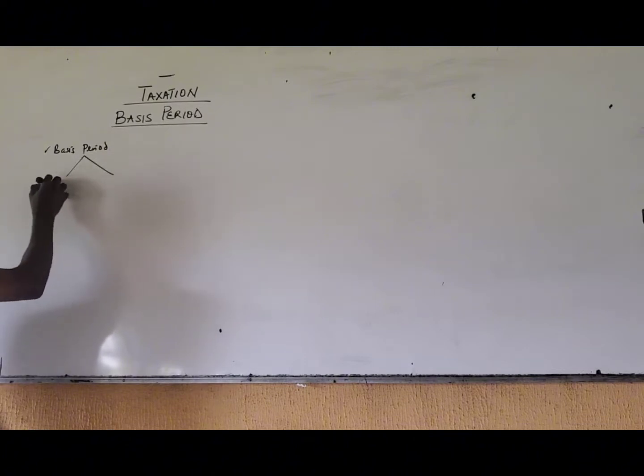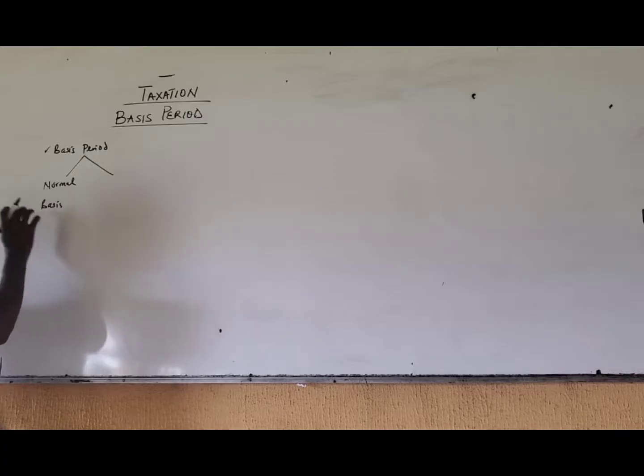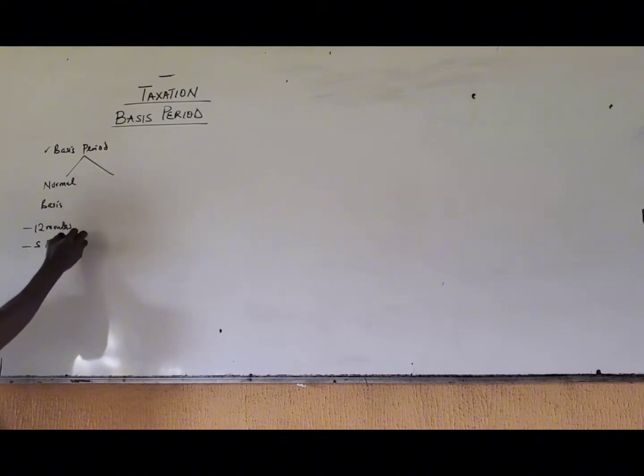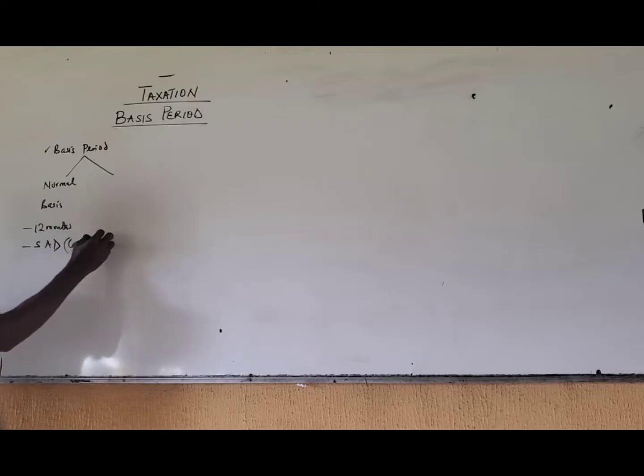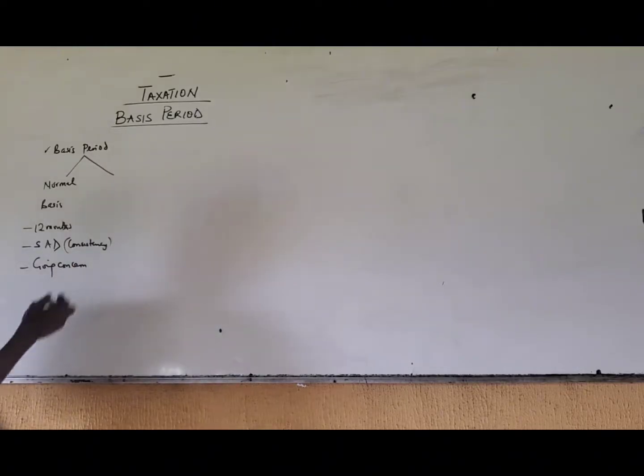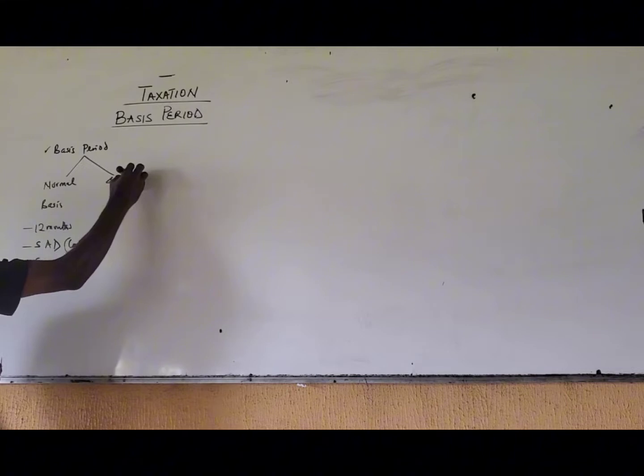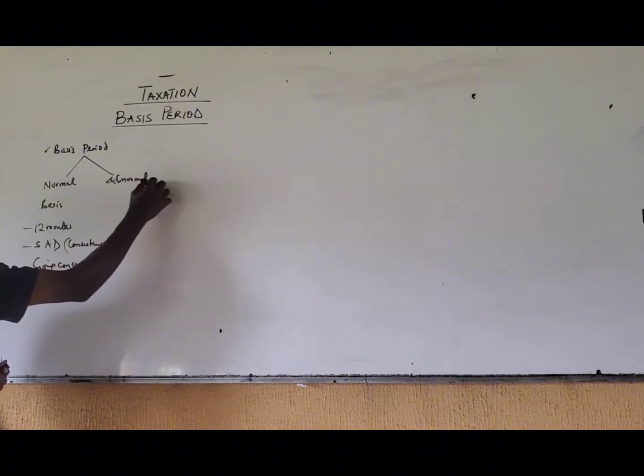We have the normal basis period, which is normally 12 months and has a constant or a similar accounting date. We operate with consistency principle. Then it's also a going concern concept. Then for the abnormal basis period, this is where we have commencement.